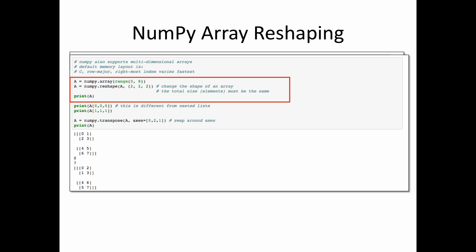After this reshaping, if you print the array A, you're going to find out it's not a 1D list from 0 to 7 anymore. Instead, it is a 3-dimensional array with 2 rows, 2 columns, and 2 stacks.